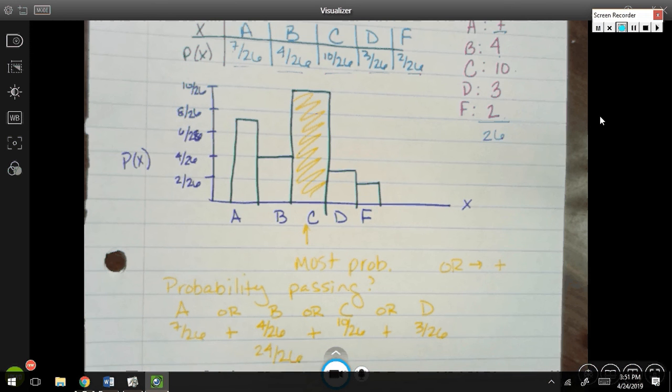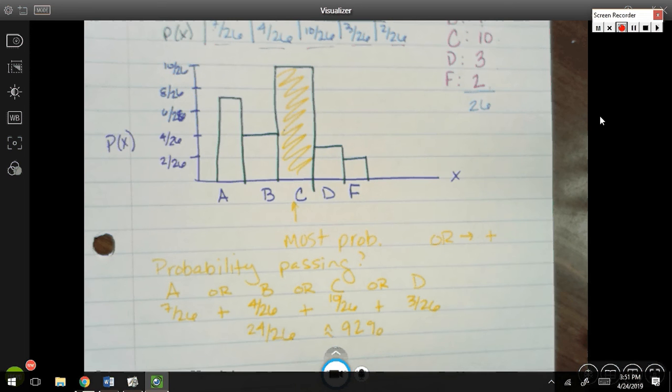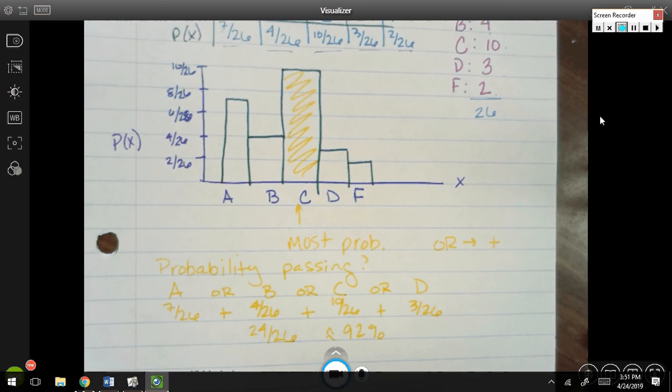And let's see, that would be approximately 92%. So there's a 92% chance that if you take that test, you pass that test, right? So we can analyze this a lot. All right, so that's probability distributions.